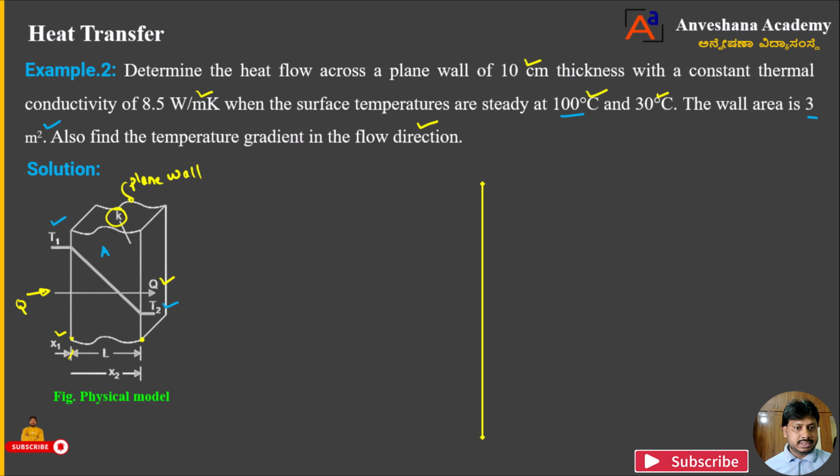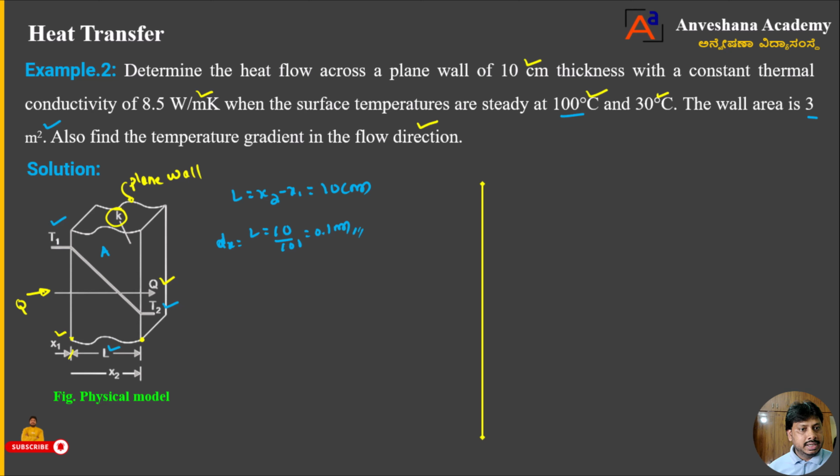Now, dear students, I will list out the given data. What all things has he given? First one, thickness of the plane wall, L. L is nothing but x2 minus x1, which is equal to 10 centimeter. That 10 centimeter you can convert into meter by dividing by 100. So 10 centimeter divided by 100, how much do you get? 0.1 meter. That is L. Sometimes we also take dx or L, the thickness of the plane wall.